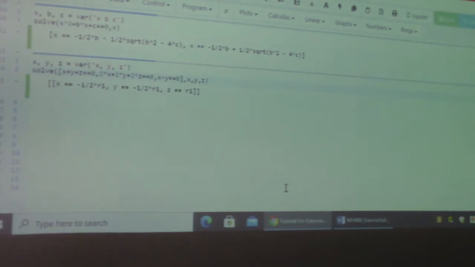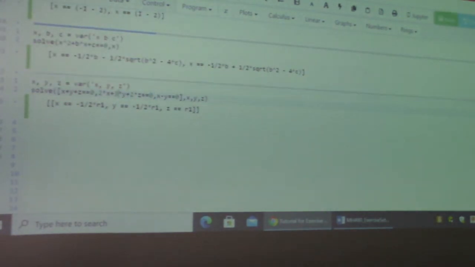Nice. If I change even one of those numbers in the middle equation, it'll just give us a single solution. Like make that 2 a 3. See, 0 is the only solution.